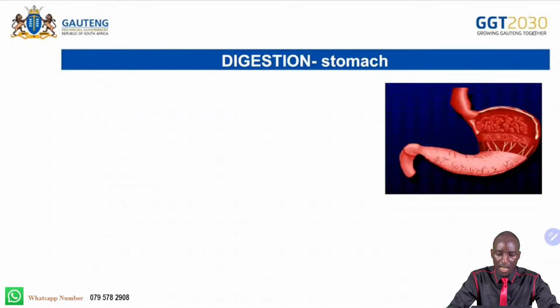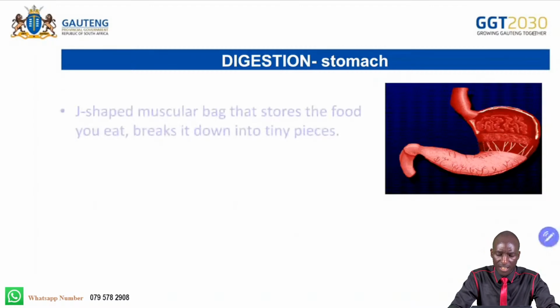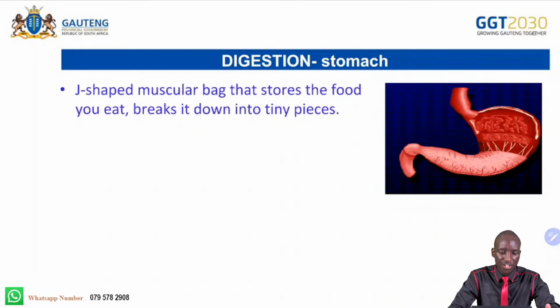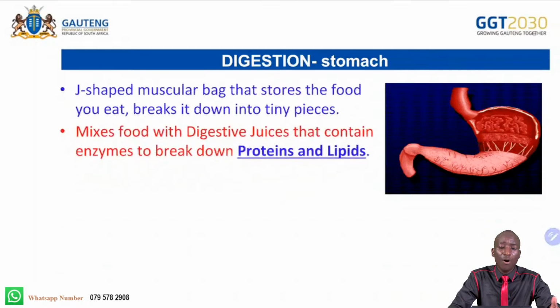All right. Now let's look at the stomach as we continue looking at these components of the alimentary canal one by one. Let's look at the structure of the stomach in detail. This one is a J-shaped muscular bag that stores the food we eat. It breaks it down into tiny pieces. Then this food is mixed with digestive juices that contain enzymes that break down proteins and lipids.